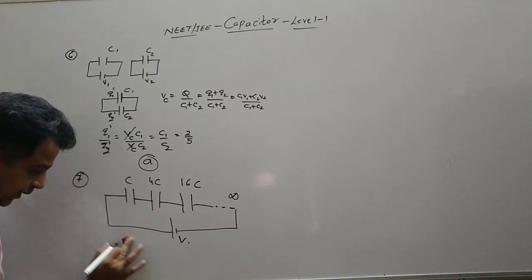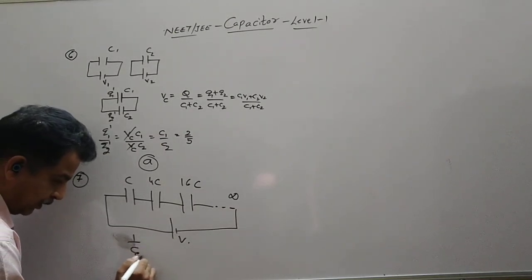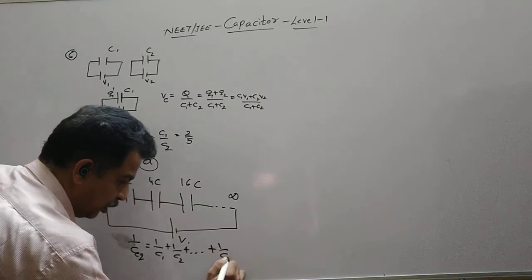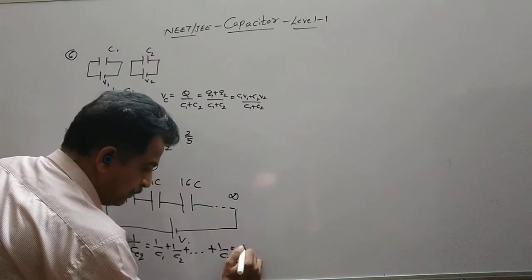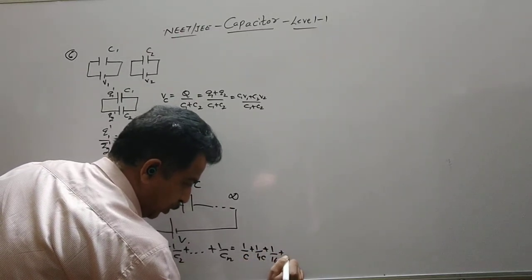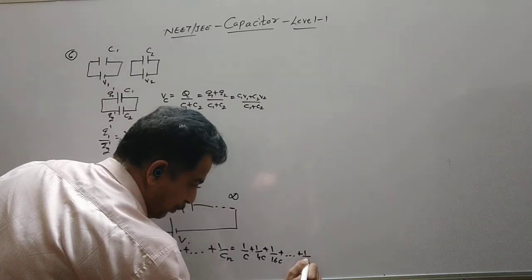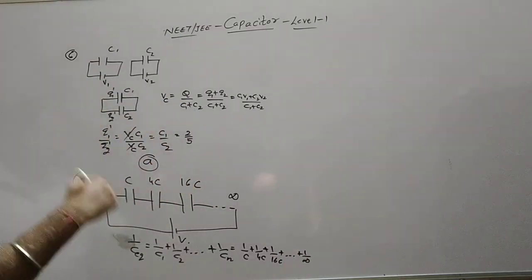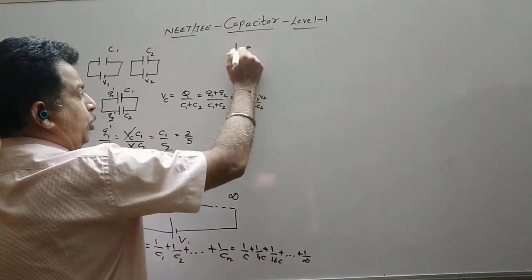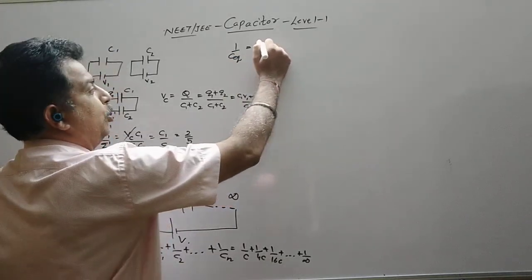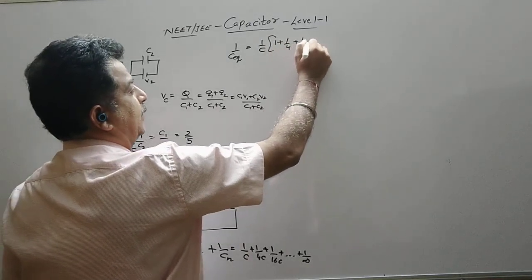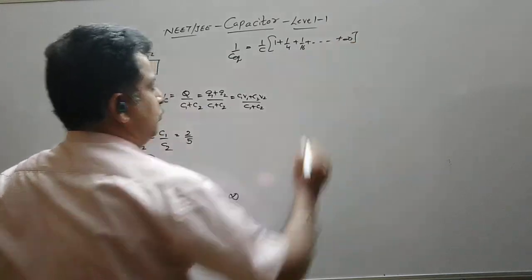So for a series combination, 1 upon C equivalent is equal to 1 upon C1 plus 1 upon C2 plus and so on plus 1 upon Cn. So this will be equal to 1 upon C plus 1 upon 4C plus 1 upon 16C plus 1 upon 64C and so on, up to infinite terms. So 1 upon C equivalent is equal to 1 upon C, taking C as common, times 1 plus 1 by 4 plus 1 by 16 and so on up to infinite terms.